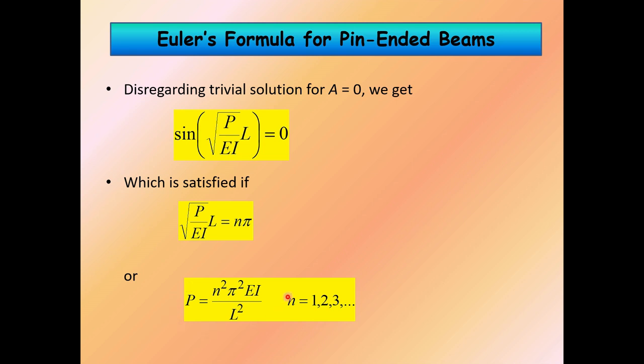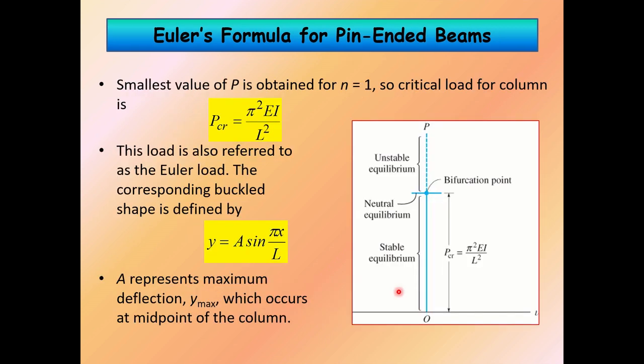So this is the Euler formula. The n value depends on the type of load applied at the column, n equal to 1, 2, 3 and so on. The smallest value of P is obtained for n equal to 1, so the critical load for the column is P critical equal to pi squared times E times I over L squared. This load is referred to as the Euler load. Then the buckled shape is defined by this formula.